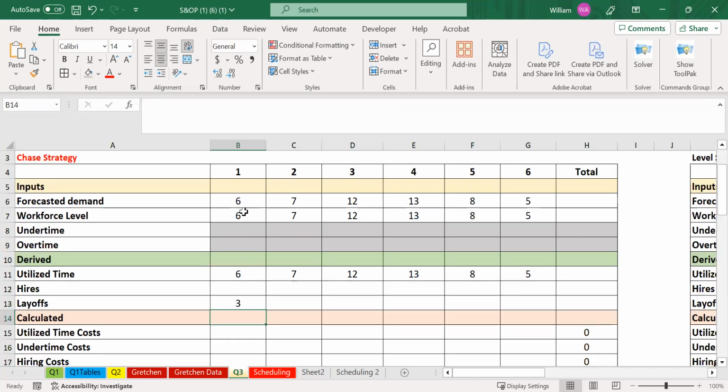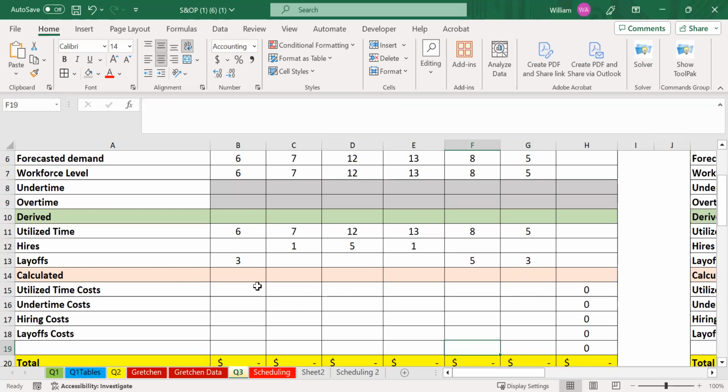Now, moving from January to February, we move from 6 employees to 7 employees. So that means we're going to be hiring, and the hiring is the difference between 7 and 6. And I'll drag this all the way to the end. So we had 1 in February, we had 5 in March, we had 1 in April. Now I have a negative here. That means we're laying off 5 and laying off 3, and there's no hiring happening here. So I'll delete these.